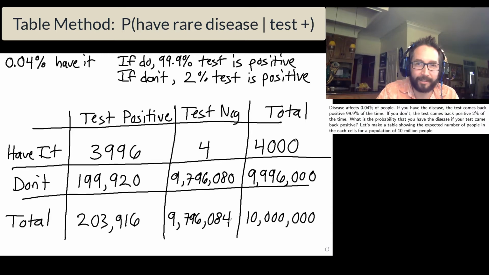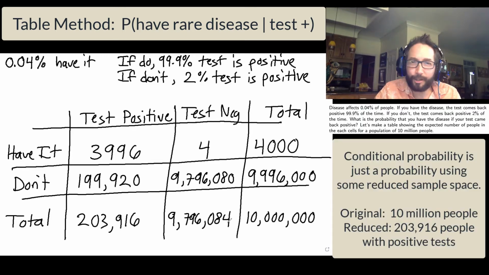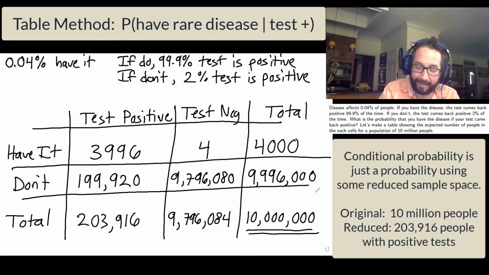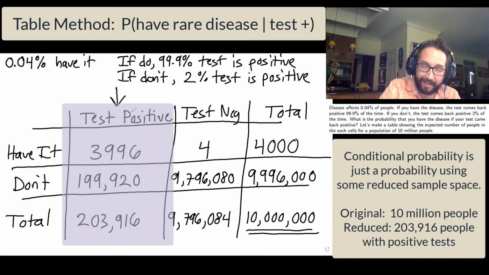All right, so here's what I mean by that reduction of the sample space. A conditional probability is just a standard probability, just with a different sample space than what we started out with. We started out saying, okay, we're one of these 10 million people. What's the chance we have the disease? 4,000 out of 10 million, that 0.04%. Now we're adding new information into the mix. The test came back positive, so I know that I'm living inside this column here, the test positive column.